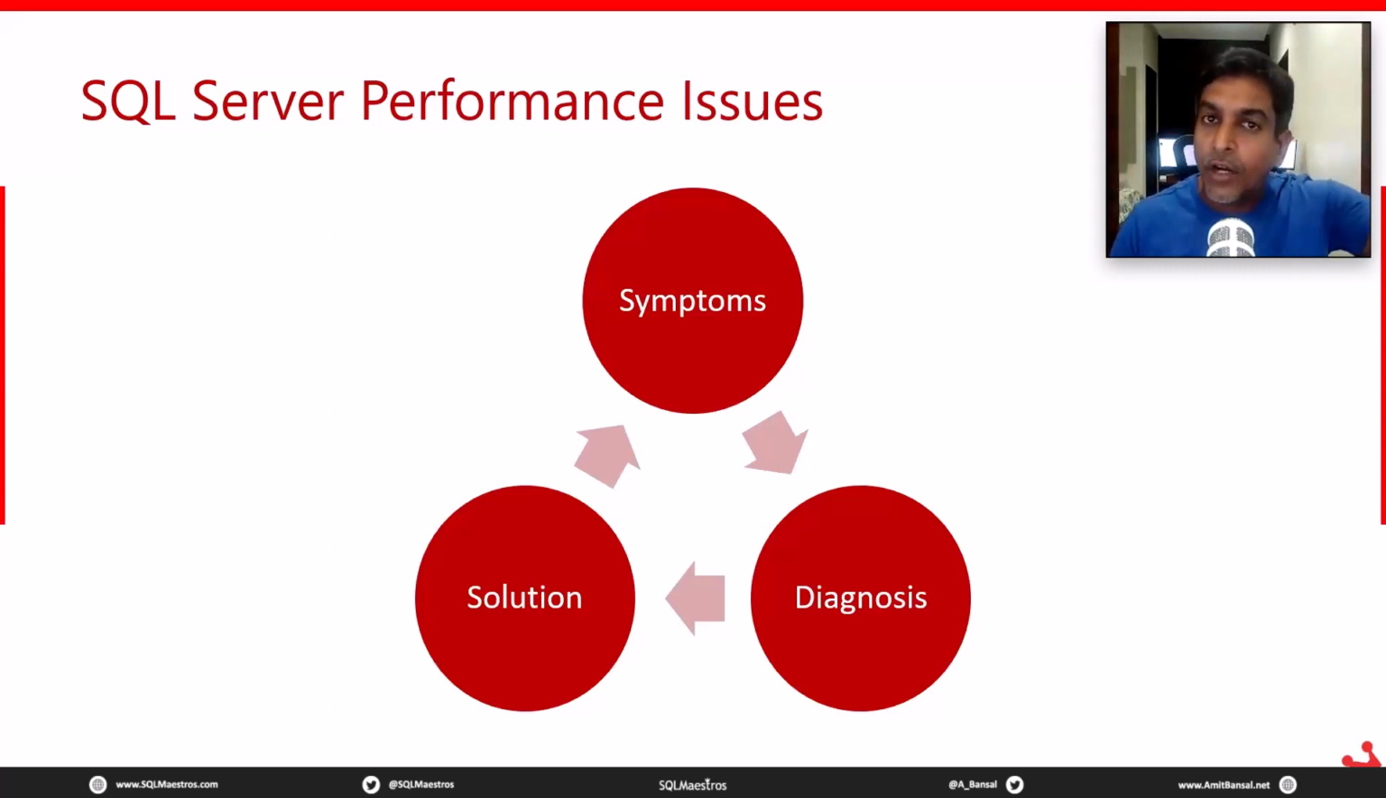Symptoms, the ones that I talked about in the previous slide, because each type of problem may have a different course of action. If it is a slow running query, you take a different course of action. If it is general slowness, you take a different course of action, which is where the diagnosis is important, because then you have a different set of tools that you are playing with. And once you identify the root cause, you go and fix it, which is the solution.